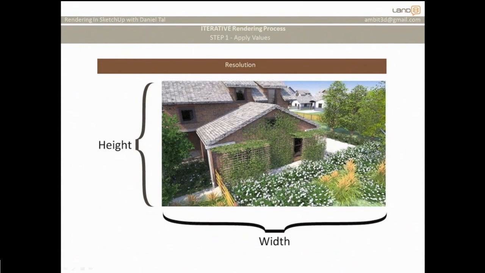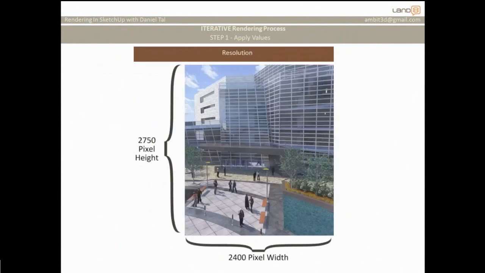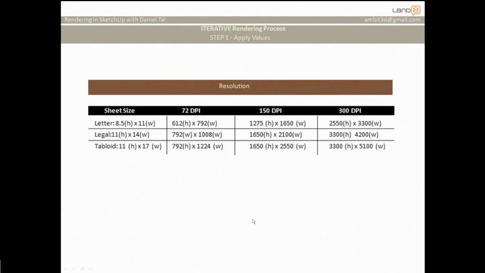You apply your texture values, so how your textures render. Then the next thing you do is you're going to apply a resolution to the render. Resolution is just height and width. So for example, this is the Denver Justice Center, a pixel width of 2750 by 2400. What does that actually mean?